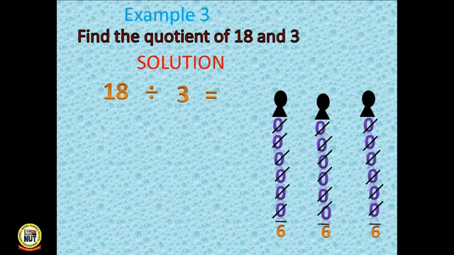So we write our answer. 18 divided by 3 is equal to, what's the answer? Can I hear you say 6? Yes, say 6. Everybody? 6. Yes, 6 is the answer. Hello, are we together?